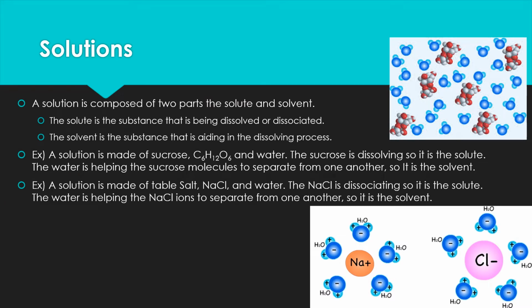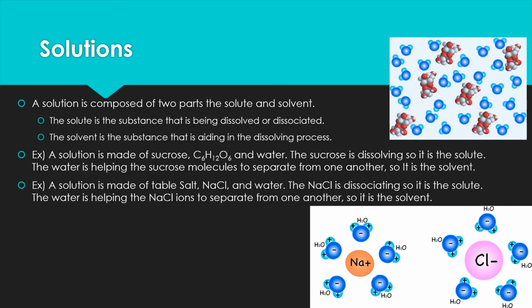So solutions. A solution is composed of two parts, the solute and the solvent. The solute is the substance that is being dissolved or dissociated. Dissolved being with covalent compounds or things where intermolecular forces are interacting. Dissociated is when our ionic compounds are dissolving. A solvent is the substance that is aiding in the dissolving process. So it's helping the dissolving to occur.